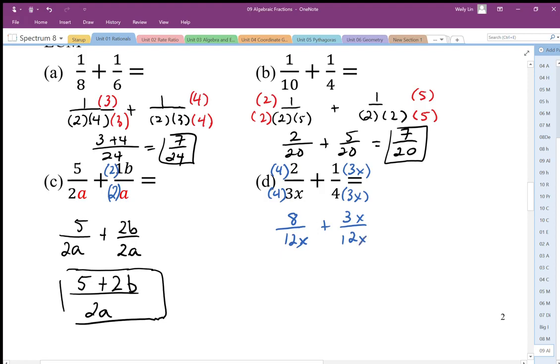Well, this is the same fraction. 3x over 12x is the same as 1 over 4. 8 over 12 is the same as 2 over 3. I now have a common denominator, but I'm counting 1's here, x's here. As long as I don't put them together, I keep those counting separate, I can put this all over the common denominator of 12x. So this is how we're going to deal with algebraic denominators when we're adding and subtracting.